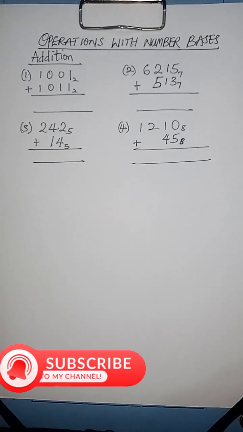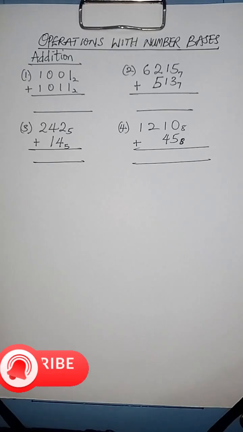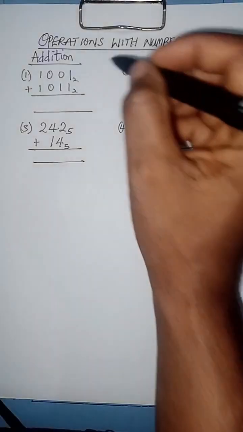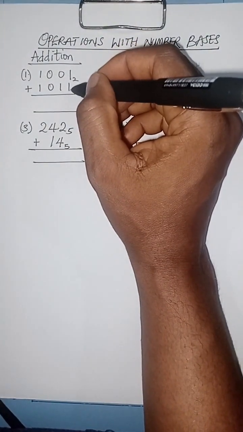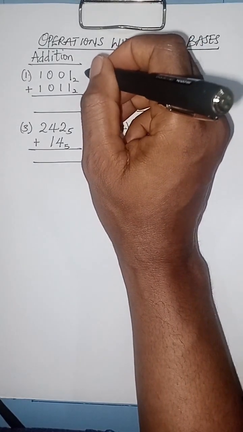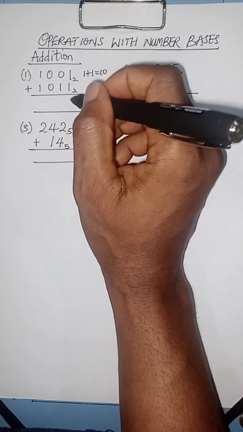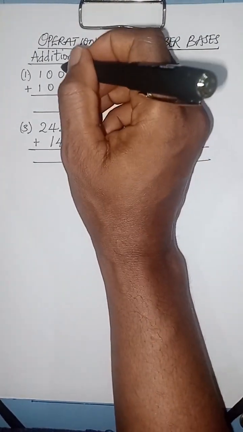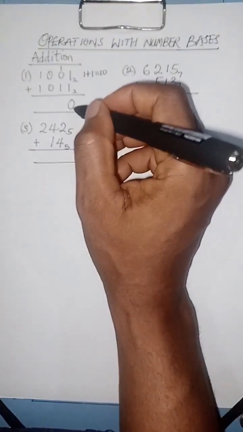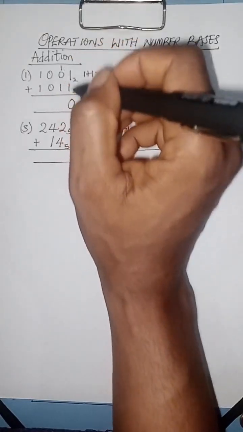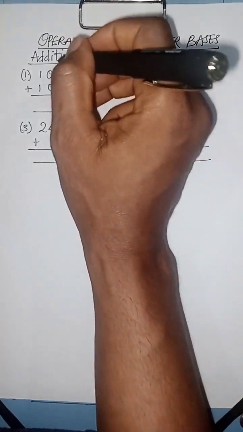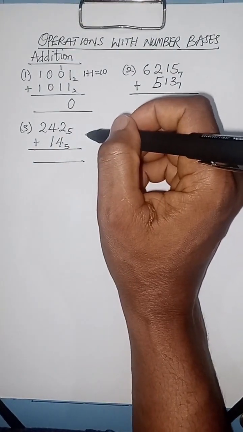Just have to remember that. 1 plus 1 is 10, that's for binary numbers, or numbers in base 2. But I'm not going to write a 10. I'll write a 0 and carry the 1. So it's like writing down the units, or the ones, and taking the tens to the other side.